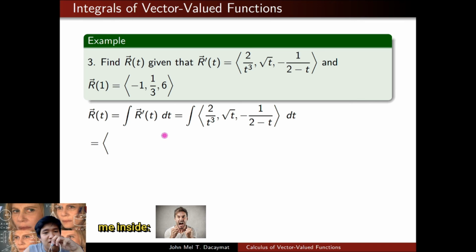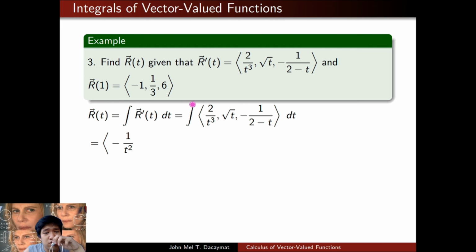tuloy ko na to ha. So, doing so, pag in-integrate natin yung first one, that's 2 times t to the negative 3. So, that's 2 times t to the negative 2 over negative 2, or negative 1 over t squared. Square root of t is just t to the 1/2. So you get this one.